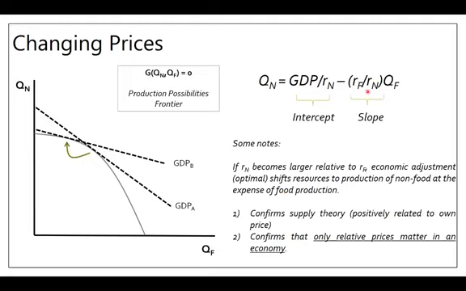This is the thing that determines how flat, or what the slope of GDP is. And it confirms that only relative prices matter in the economy, because you can find the same slope by either increasing RN and holding RF fixed, or you could fix RN and lower the price of food and get the same result that you want to shift over, right? So relative prices are what matter.